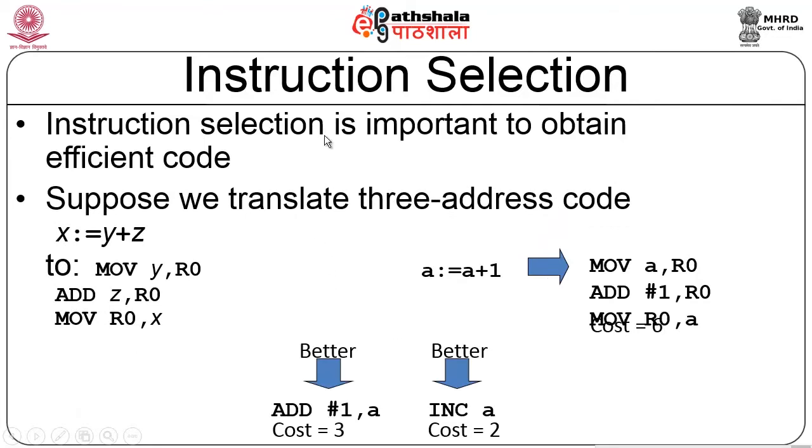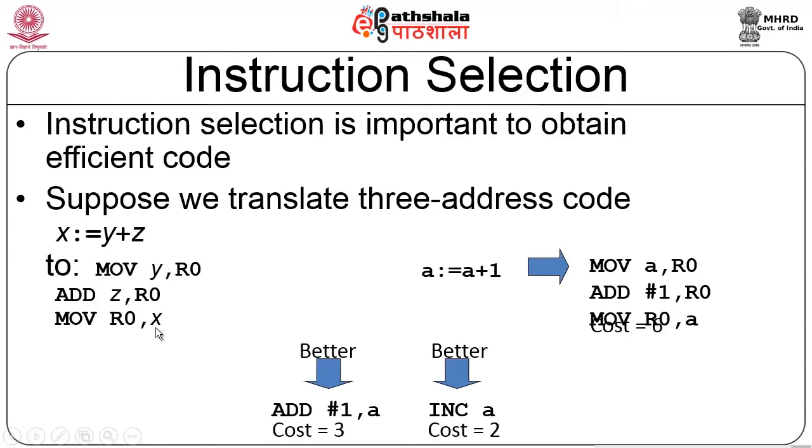Suppose we are going to translate the 3 address code x is equal to y plus z to move y comma r0, add z comma r0 and move r0 comma x. So I am going to move y comma r0, then I say add z comma r0 and then move r0 comma x. So y is moved to a register, z is added to the register content and then I am going to say assign it to x. So how does this basically work?